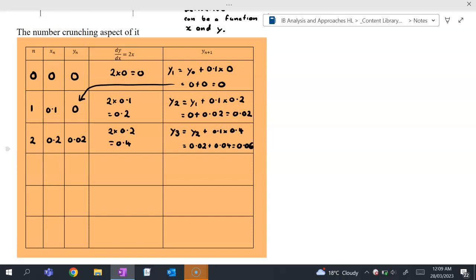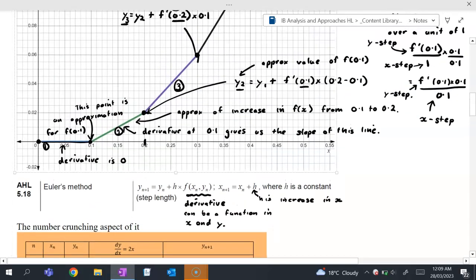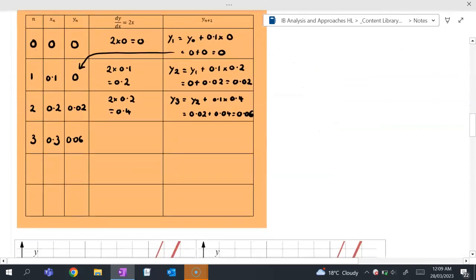So then after 3 steps, the x value is 0.3, the y value is 0.06. Let's just check that on the graph. X value 0.3, y value 0.06. Yep, that checks out. Okay, so we won't go back to the graph anymore, it's checking out. Now the value of the derivative at 0.3 is 2 times 0.3, which is 0.6. So then y4 is y3 plus the step value times the derivative.